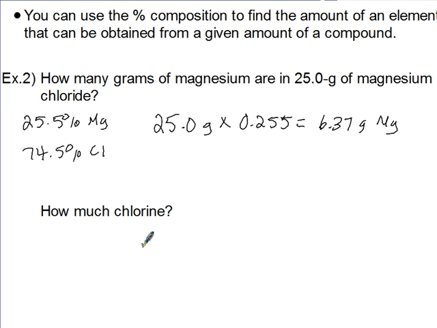And then we can do the same thing for chlorine. All right. The other way you could do it, instead of doing that multiplication, is you could just subtract. All right, so we know that there's a total of 25.0 grams, so if we subtract the amount that is magnesium, we would get the amount of chlorine, which is 18.6 grams of chlorine. Okay?